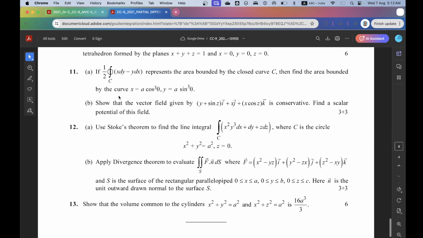Next question, question 12b: apply the divergence theorem to evaluate the surface integration over S of f vector dot n cap ds, where f vector is this and S is the surface of the rectangular parallelepiped 0 less than or equal to x less than or equal to a, 0 less than or equal to y less than or equal to b, 0 less than or equal to z less than or equal to c. Here n cap is the unit outward drawn normal to the surface S.